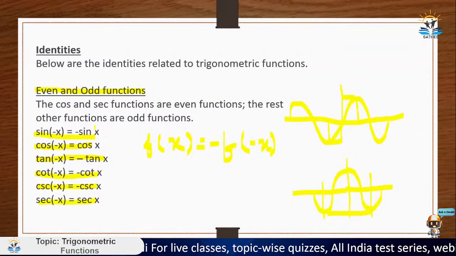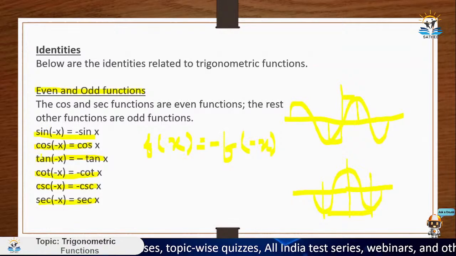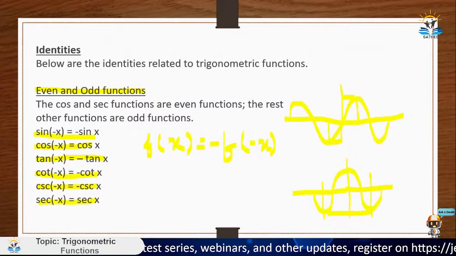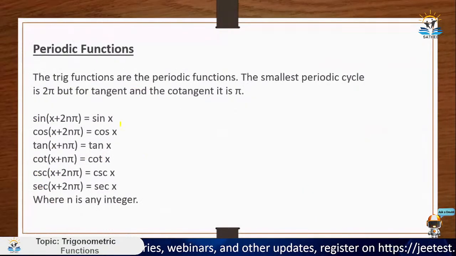So I hope you got it. You have to learn which functions are odd and which functions are even. Basically, the sine function, tan function, cot function, and cosec function, these four functions are odd functions, and only cos and its opposite, which is sec, are even functions. So please learn these identities. So moving on to periodic functions.